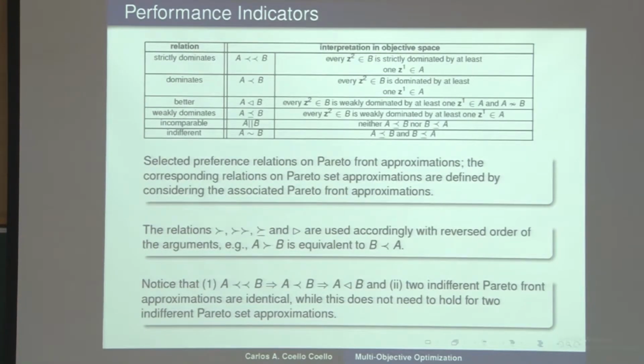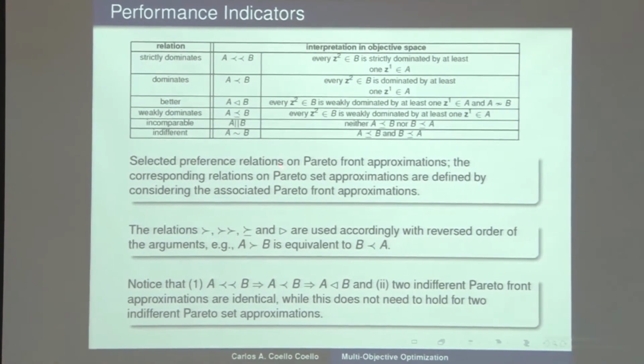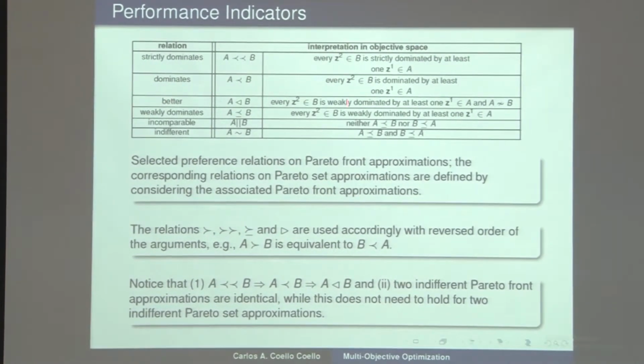Okay. Now, interpretation in objective space, again, strictly dominates. Assuming I have in objective space A and B, this means that every set 2 in B is strictly dominated by at least one set 1 in A. Dominates: every set 2 in B is dominated by at least one set 1 in A.